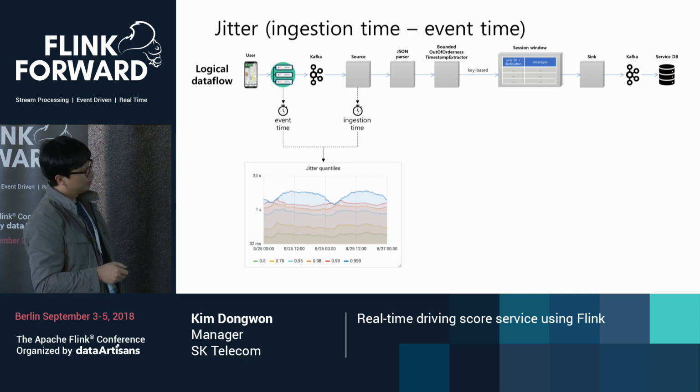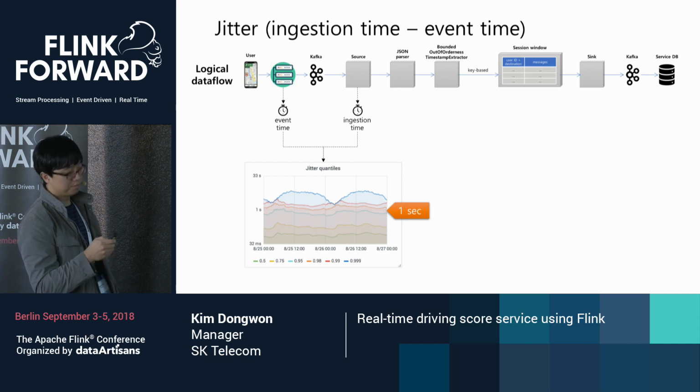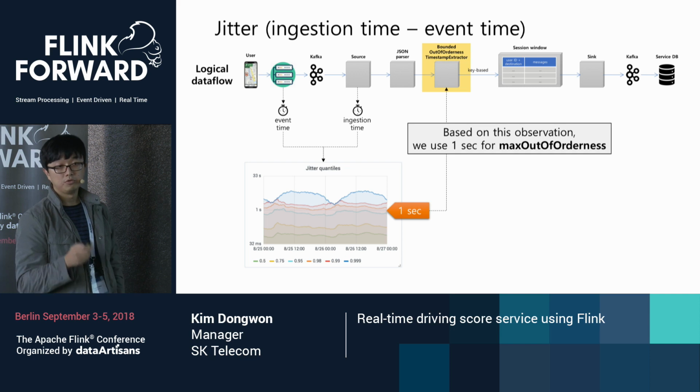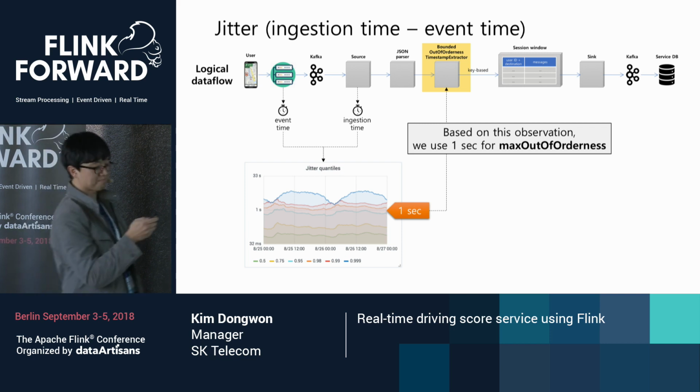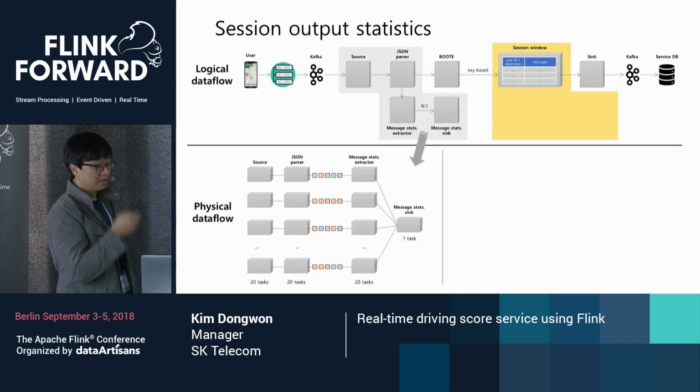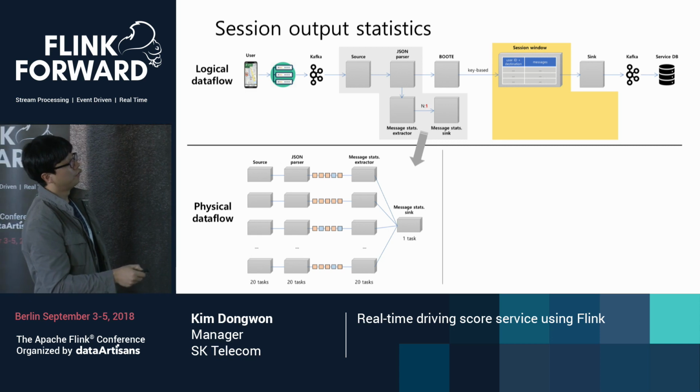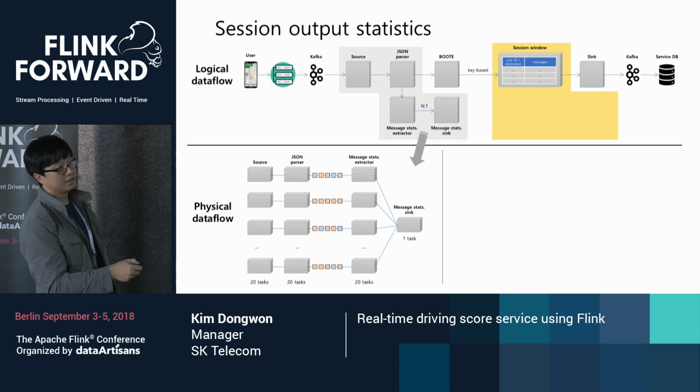If you take a closer look at this chart, you can see that 0.95 is around 1 second. Based on this observation, we use 1 second for the argument of this bounded out of orderness timestamp extractor. And these are for individual message statistics.